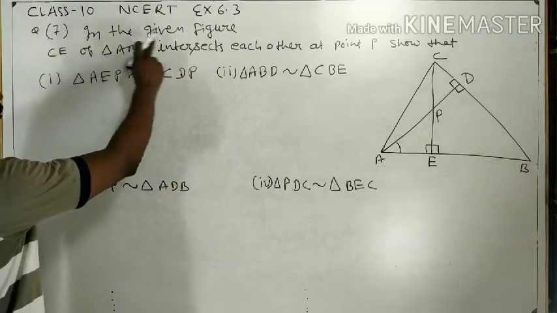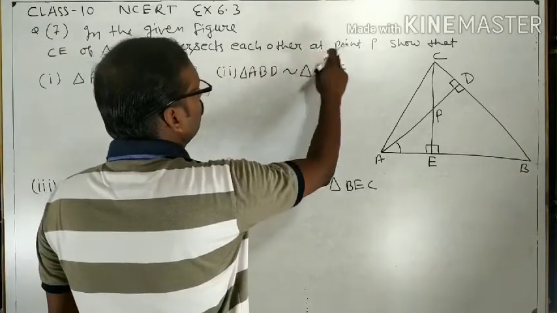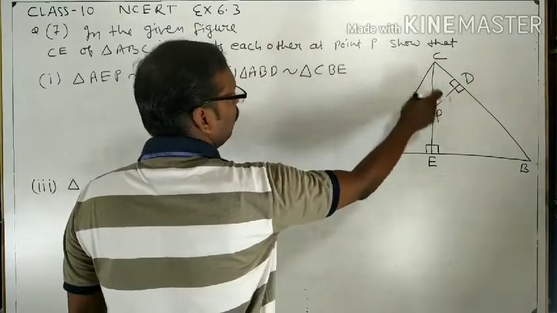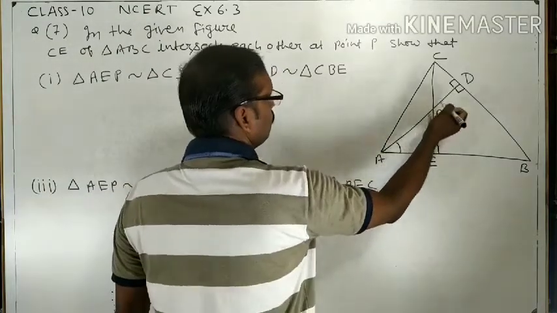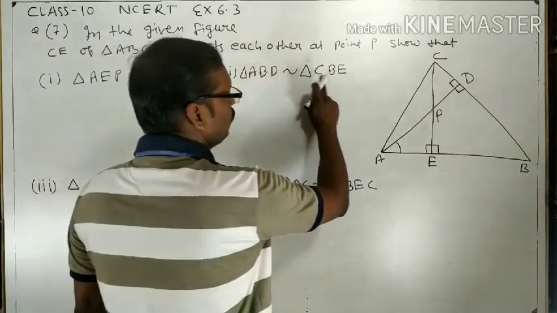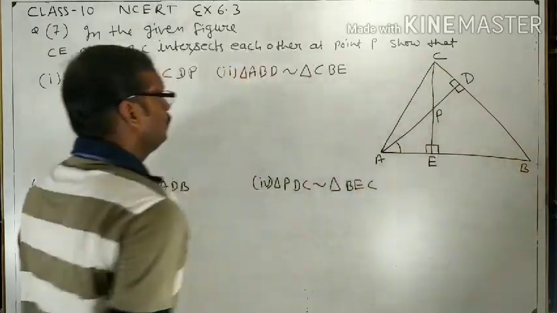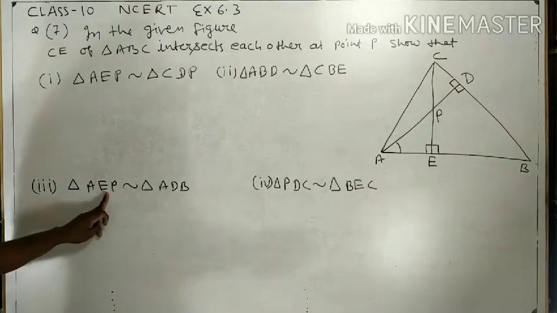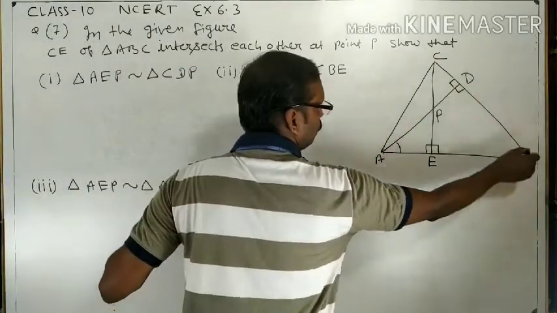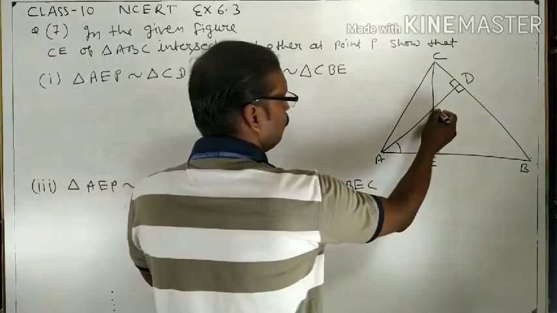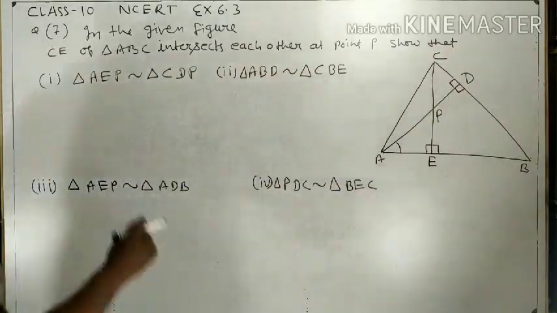Question number 7. In the given figure, CE and AD intersect each other at point P, and we have to show that: first, triangle AEP is similar to triangle CDP; second, triangle ABD is similar to triangle CBE; third, triangle AEP is similar to triangle ADB; and fourth, triangle PDC is similar to triangle BEC.